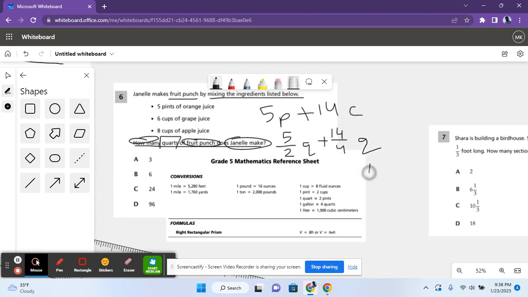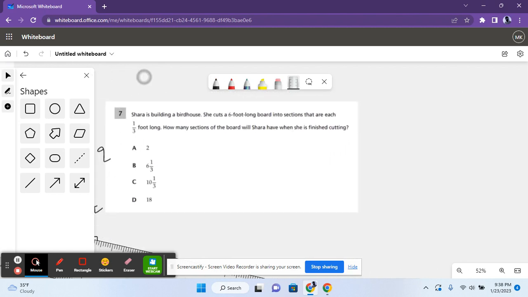So now you have to add these. 5 over 2 is equal to 10 over 4. Remember, you have to make these have a common denominator because 5 over 2 and 14 over 4 do not have the same denominator. So 10 over 4, and then 14 over 4. You have to add these and you get 24 over 4. Which gives you 6. So Janelle makes 6 quarts. Moving on to the next problem.